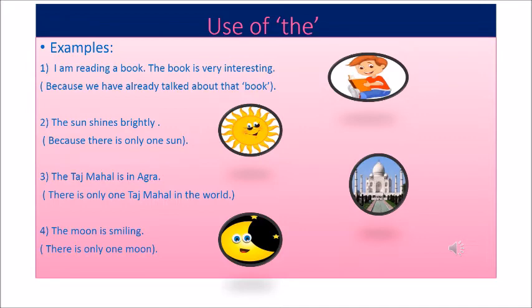A we can use when we have a choice to make. We have plenty of things, and out of that you have to select any one sun or one moon. But here we have only one moon or one sun. So because they are all special things, we have already talked about them, or there is only one Taj Mahal, one sun or one moon in particular, we will use the word the.